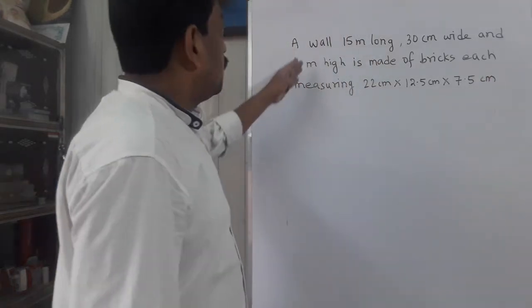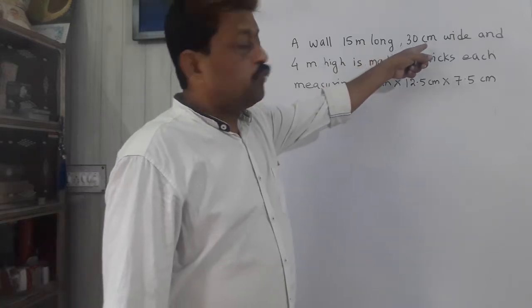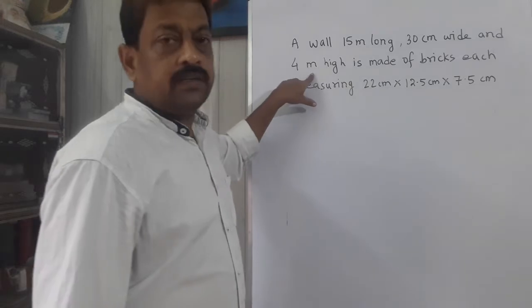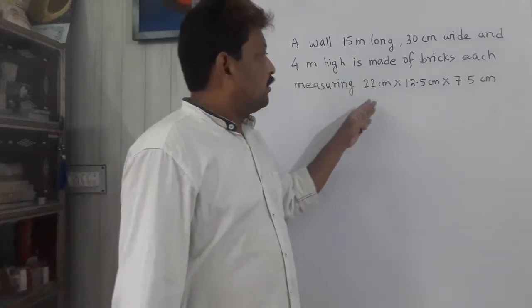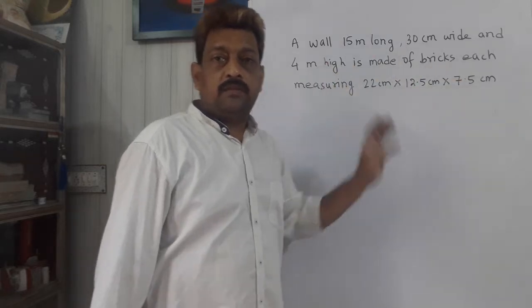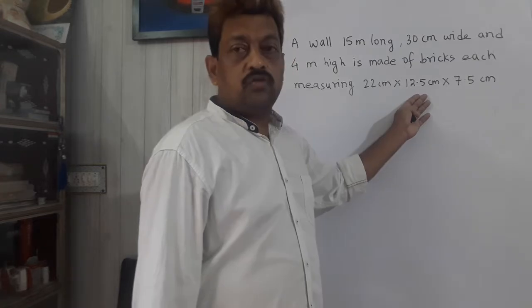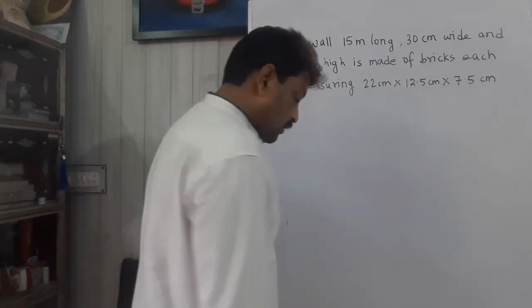So the length of the wall is given 15 meter, the width is given 30 centimeter, and height is given 4 meter. It is to be made with bricks. The length, breadth and height of the bricks are also given. That is, length is 22 centimeter, breadth is 12.5 centimeter, and height is 7.5 centimeter.